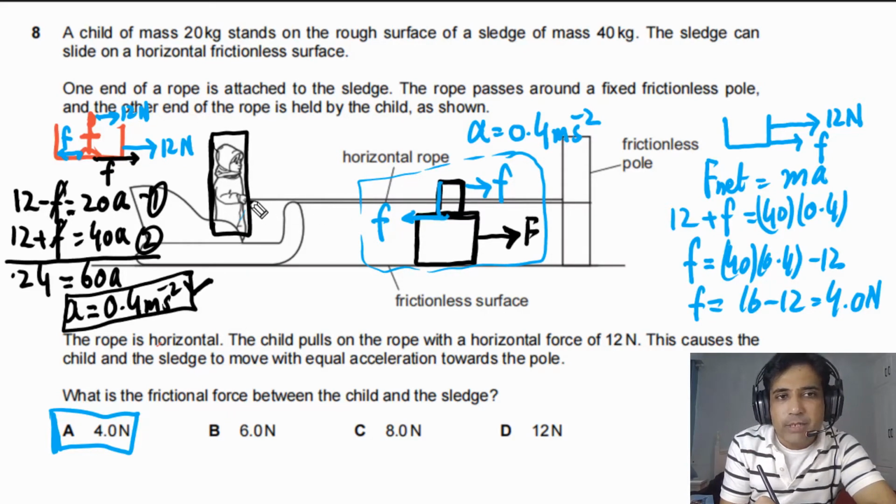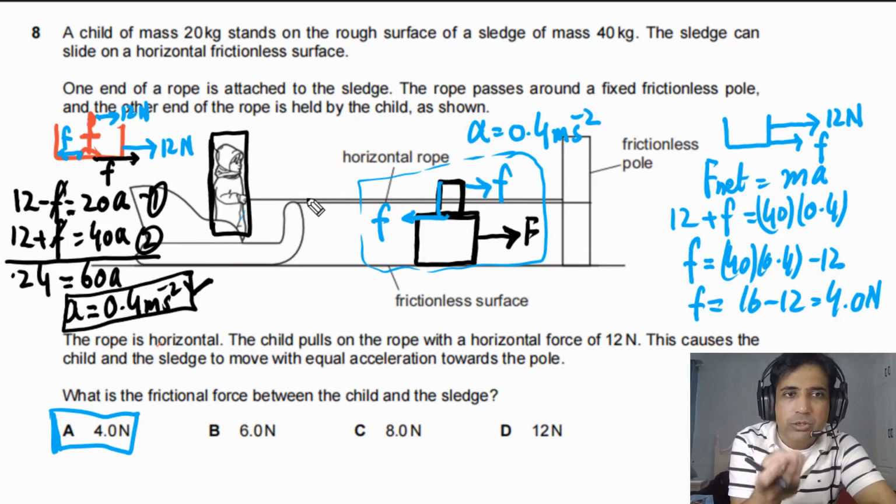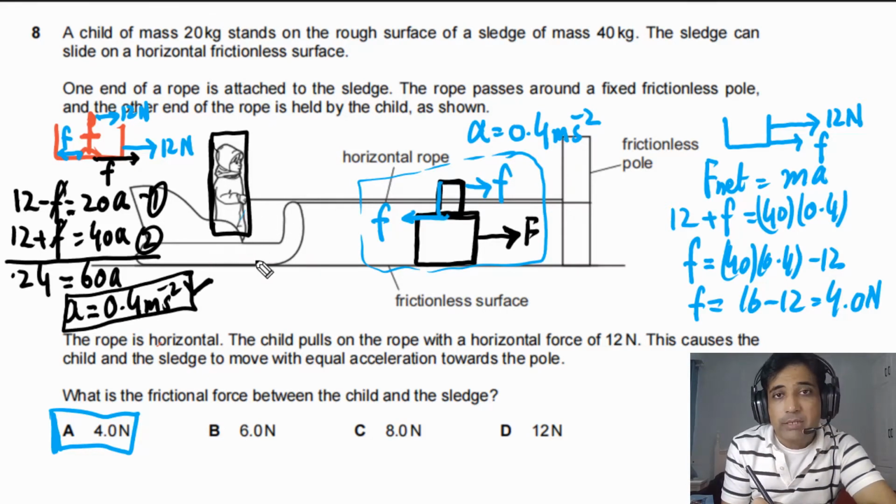As there is a force acting on the child to the right, the child has a tendency to go to the right. So the force of friction on the child is to the left. And the opposite is true for the sledge.